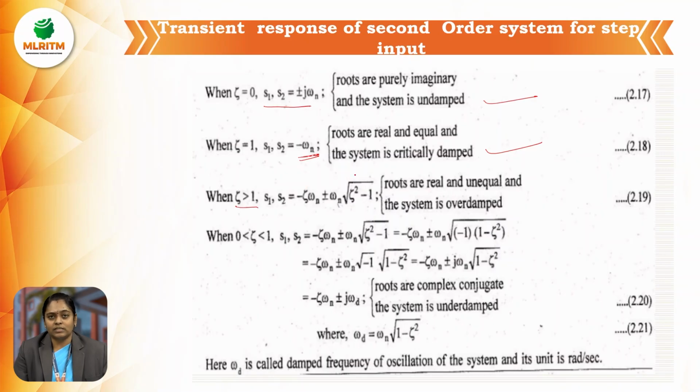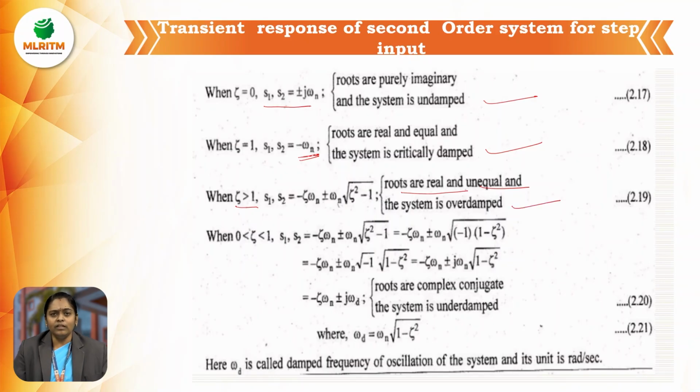We are not specifically saying it is 2, 3, 4. Depending upon the zeta value, we will be getting the roots. These roots may be real and unequal. So if we are getting real roots which are not equal, then such a system is called an overdamped system.